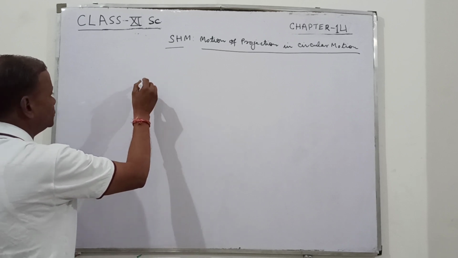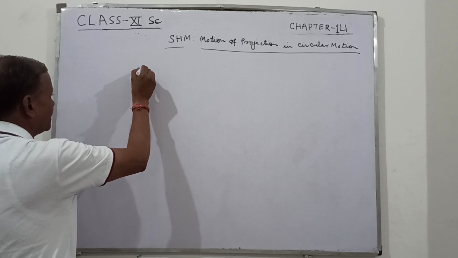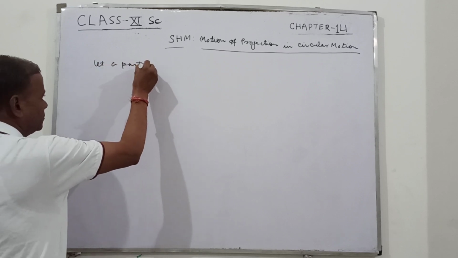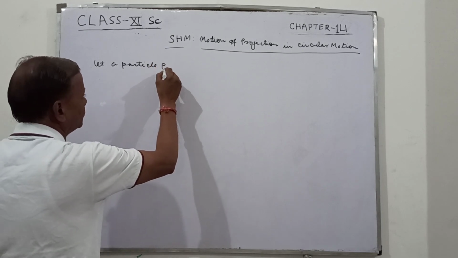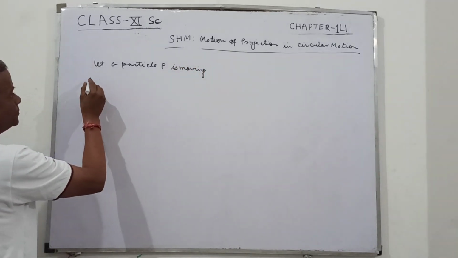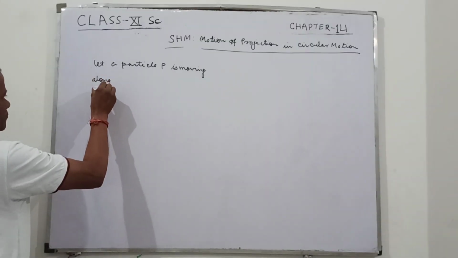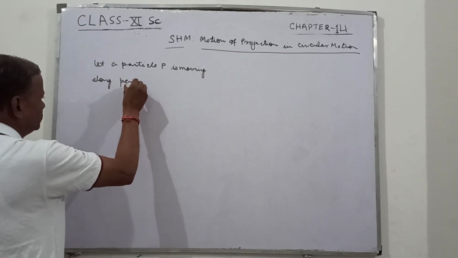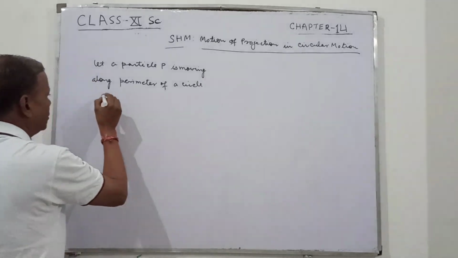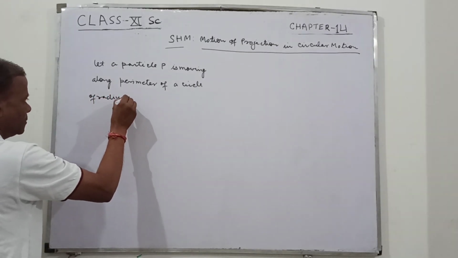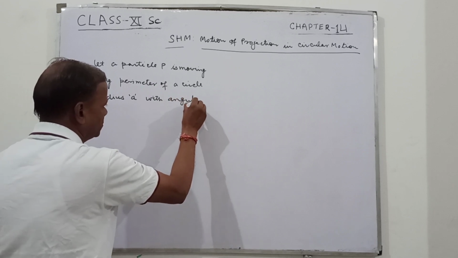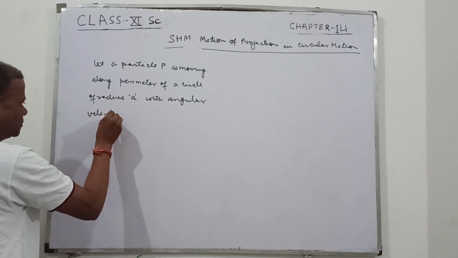So let's see, we are having a particle P moving along the perimeter of a circle of radius a with angular velocity omega.